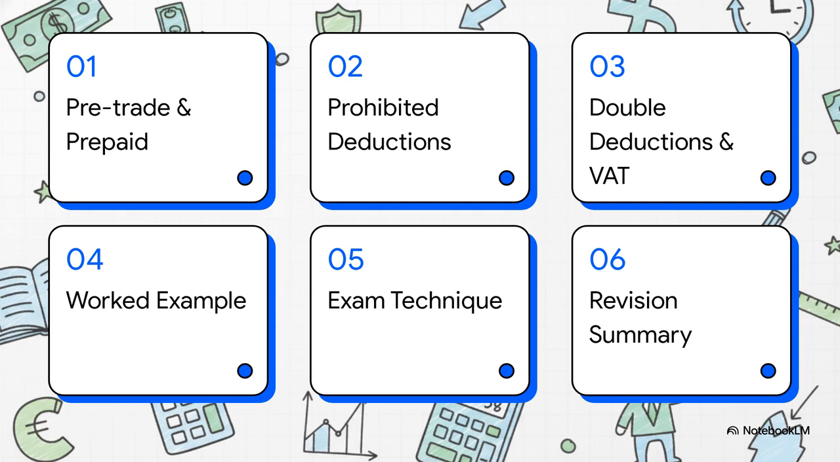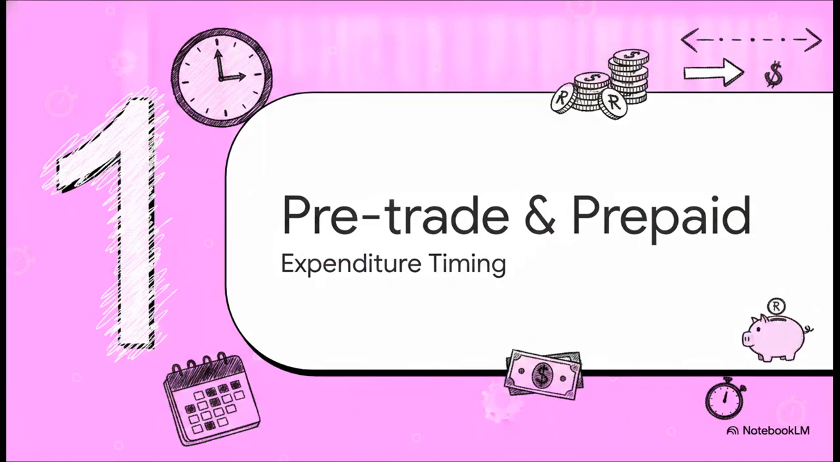Okay, so here's our logical exam roadmap for today. We'll start with pre-trade and prepaid expenditure, move into the prohibited deductions, tackle double deductions and VAT, run through a fully integrated worked example, lock in your exam technique, and finally, wrap up with a revision summary checklist. Let's get right into Section 1, Pre-Trade and Prepaid Expenditure.